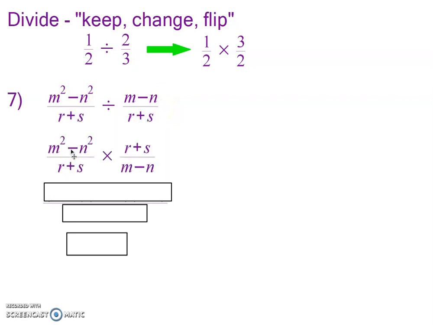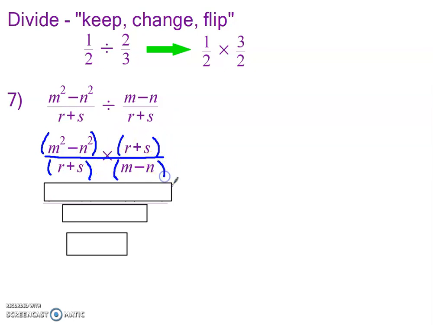We're going to keep that first fraction, change that sign to multiplication, and flip that second fraction over. Once we do that, we are ready to multiply. We just learned how to multiply. We're going to make this into one big fraction. Make sure you put parentheses around the terms that had plus and minus signs in there. It's kind of like super glue, gluing those terms together.